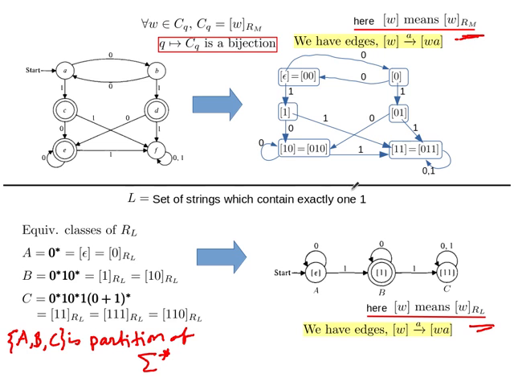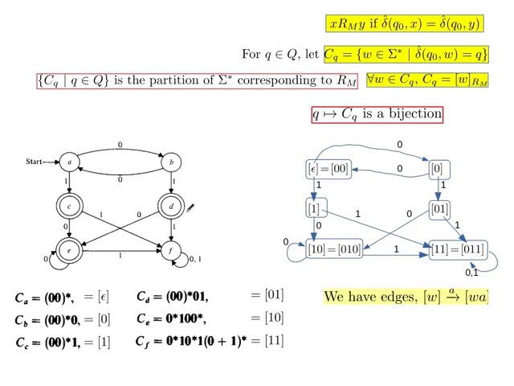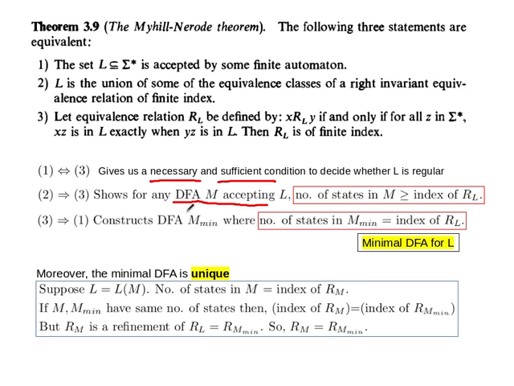So here, when we proved this part, this 1 to 2 part, not 2 to 3, we proved that this index of RM is actually the number of states, because each state corresponds to an equivalence class of this RM, right? So the number of equivalence classes is precisely the number of states. That means the number of states in this M can't be less than the index of RL.